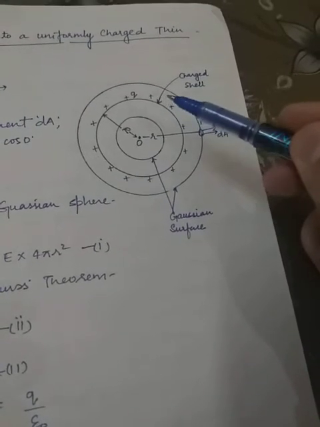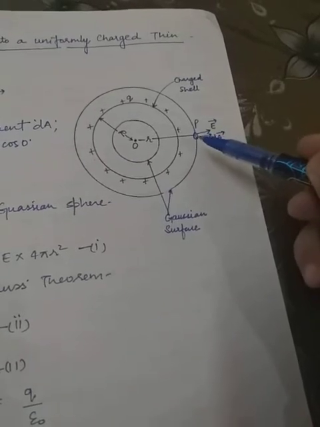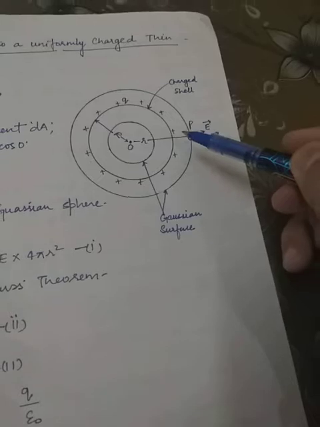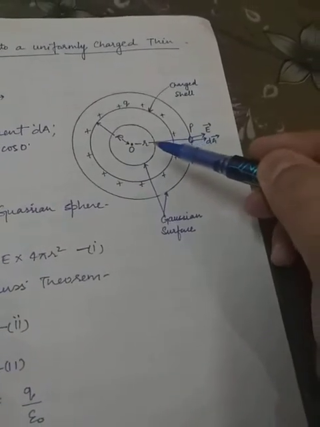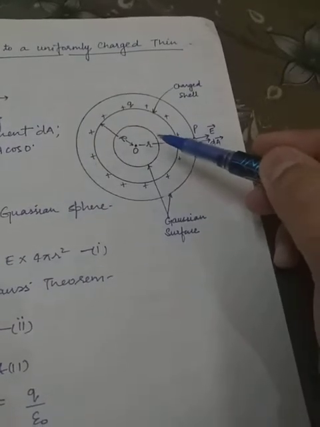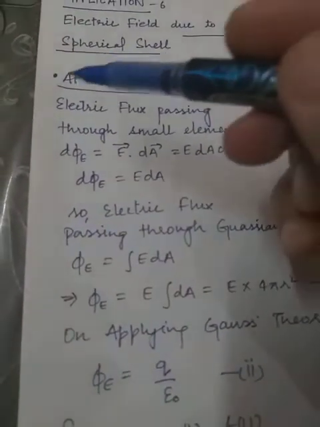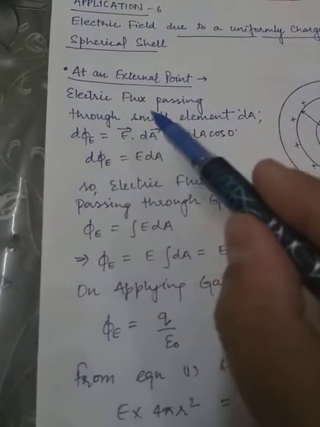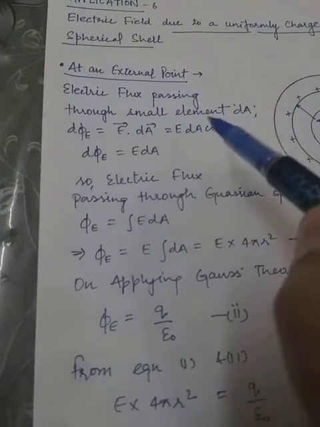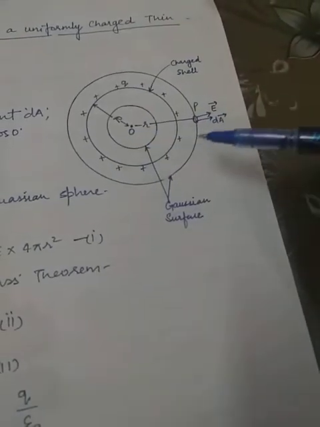So what we have to do, we have to determine the intensity of electric field due to this charged spherical shell at any external point, means at any point P on the external Gaussian surface; second, at any point on the surface of the sphere; and third, at any internal point, means at any point on the internal Gaussian surface. So let's start with the external point. At an external point, electric flux passing through a small elementary area dA on the outer Gaussian surface.